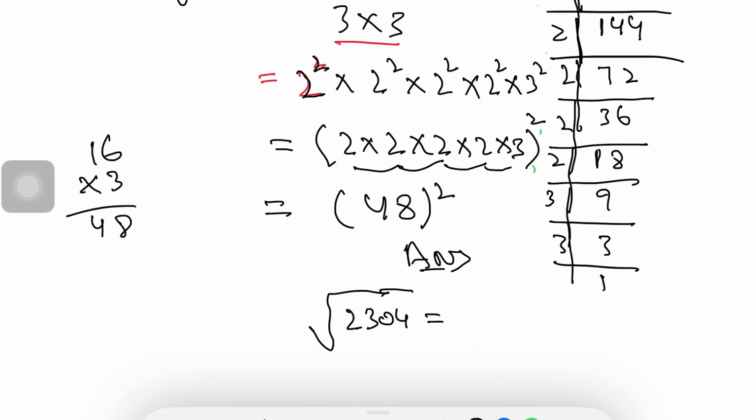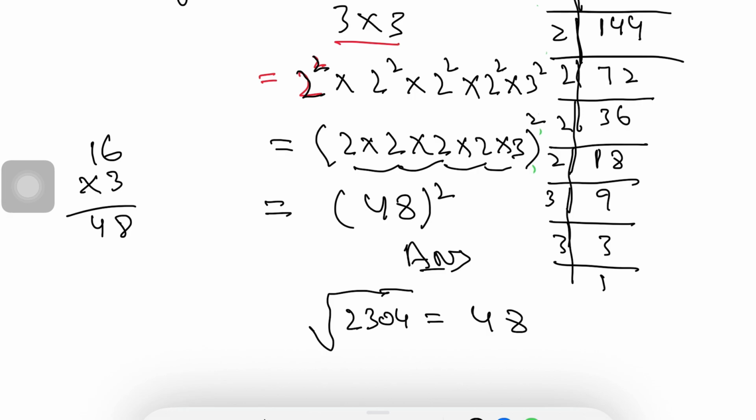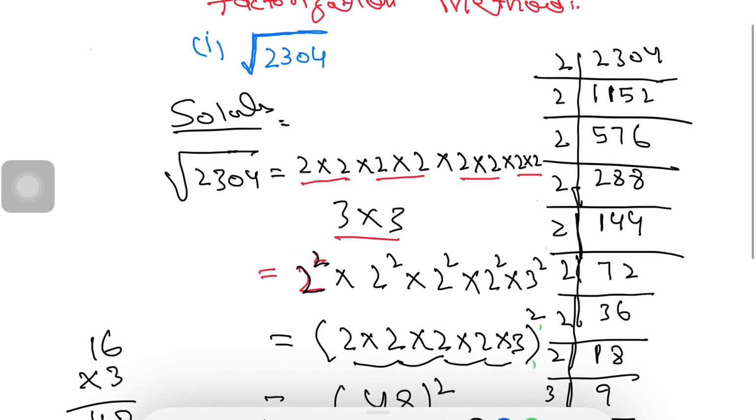Radical 2304 is equal to 48. Okay, this is the right answer.